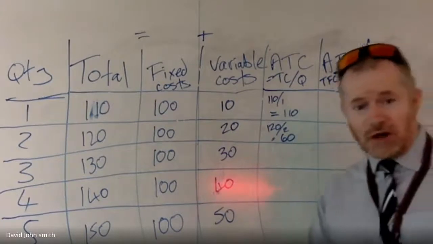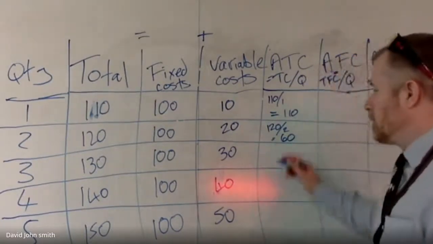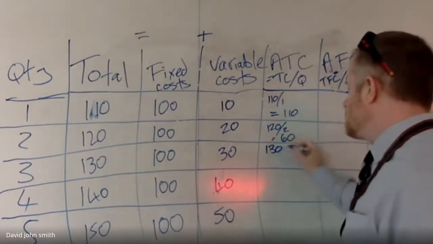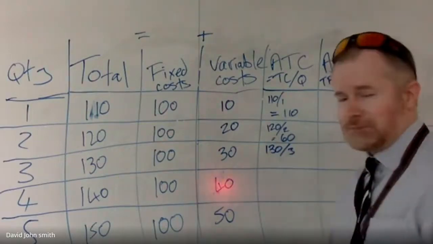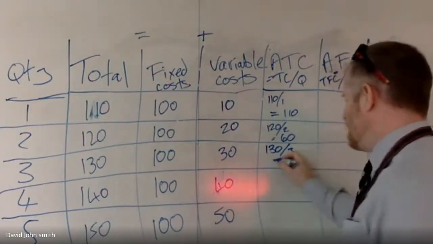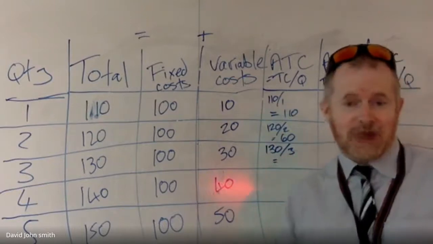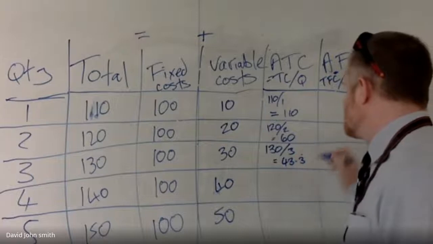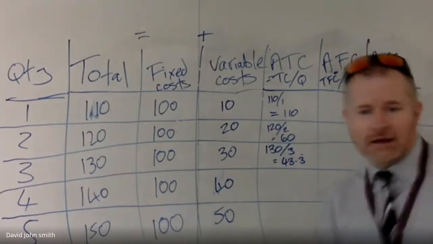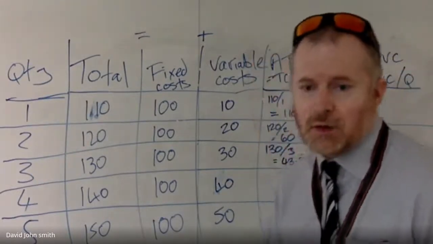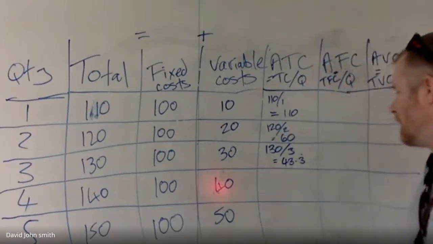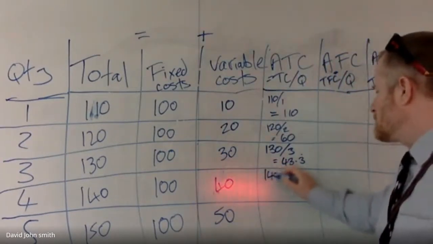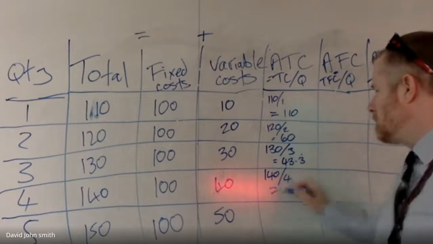Hey, my maths is doing all right for a Monday morning. What do we got here? 130 divided by 3. May have spoken too soon. 130 divided by 3. 43.33 recurring. Right, 43 and a bit. Okay. Yes, the quantity is 1 to 5. Then you've got 140, and that's going to be divided by 4. So what does that equal?